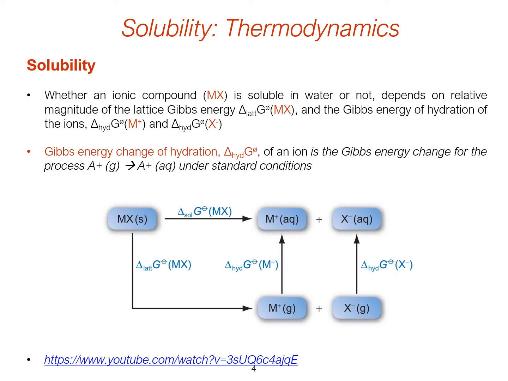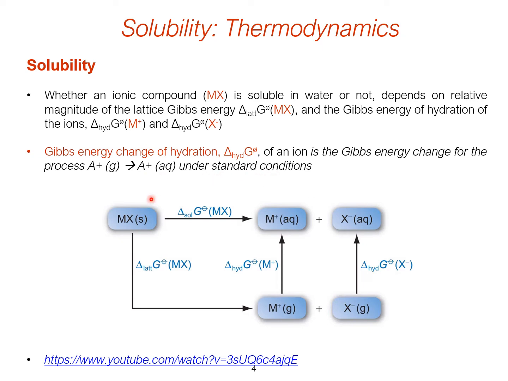I said at the beginning that whether an ionic compound is soluble is a competition between the lattice energy and the energies of hydration of the ions into solution. So we've got the definition of the energy change of hydration here as well. This is the Gibbs energy change for the process A+, which doesn't have to be a cation, it could also be an anion, so just an ion of any type, in the gas phase to that in aqueous phase under standard conditions.